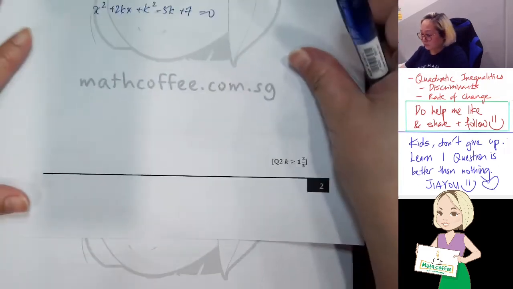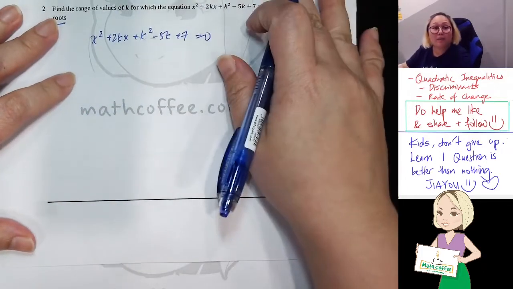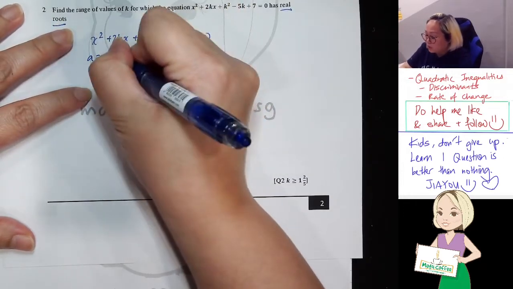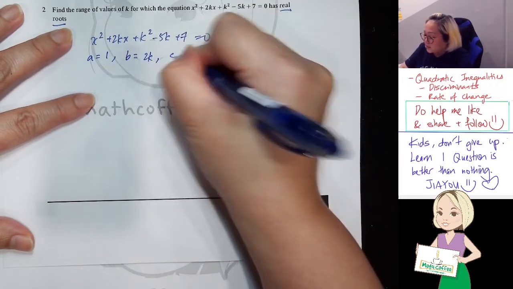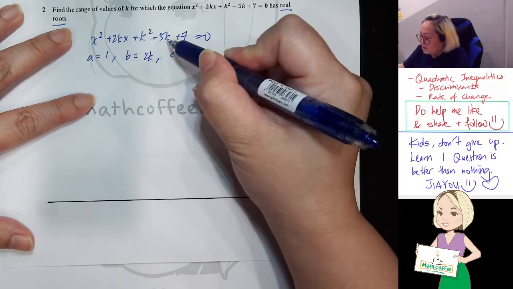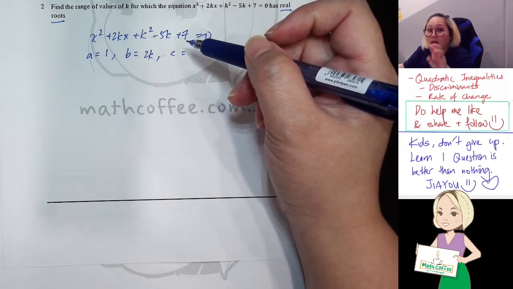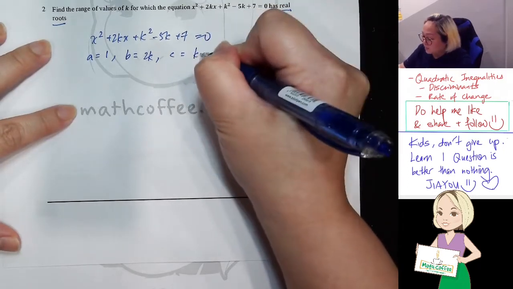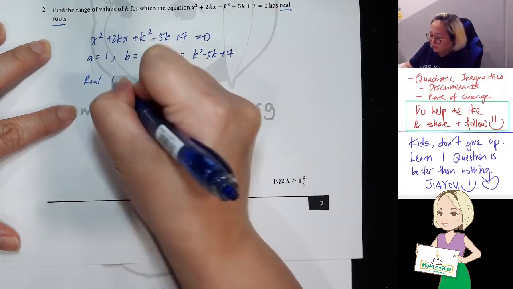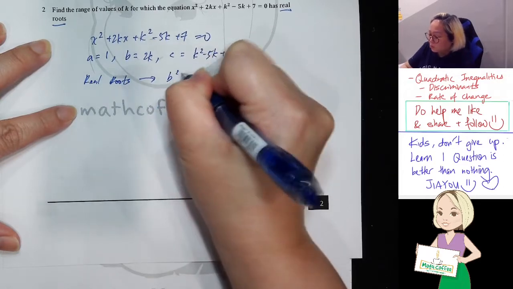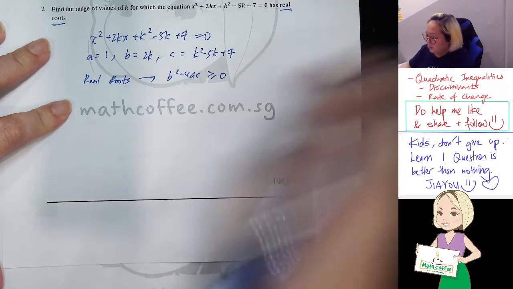So first, let's see whether we need to simplify anything or not. Now let's label our A, B, and C. A is the coefficient of x squared, for this case is 1. B is coefficient of x, which is 2k for this case. C is the constant: k squared, 5k, and 7. Take note, it is not x. So take note that k squared and k, they are constant. So it will be k squared minus 5k plus 7. Because they tell me it is real roots, I will decide that my discriminant is more than equals to 0.